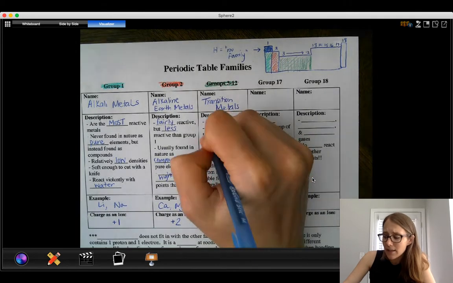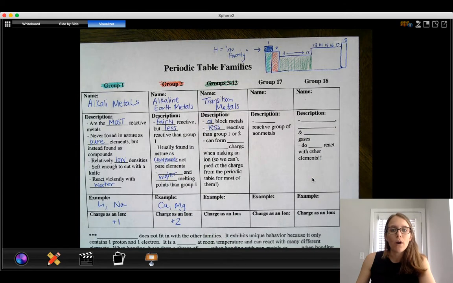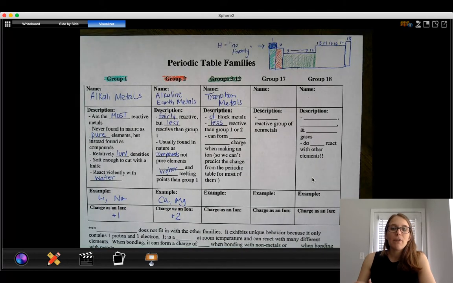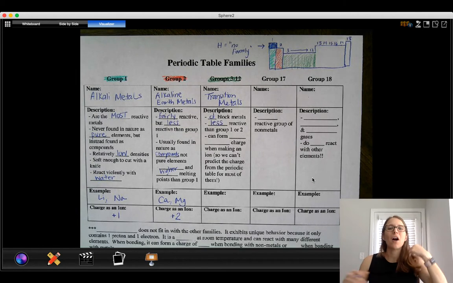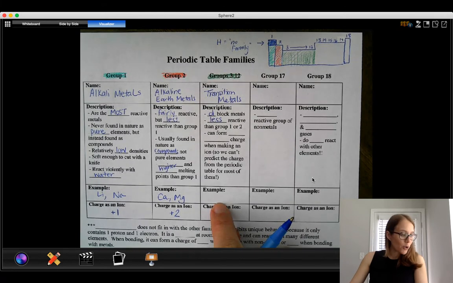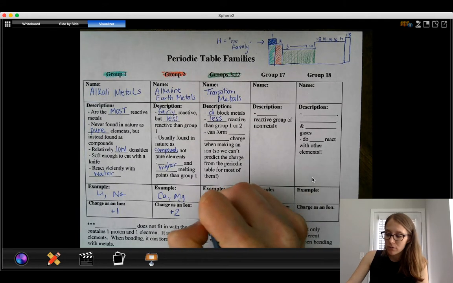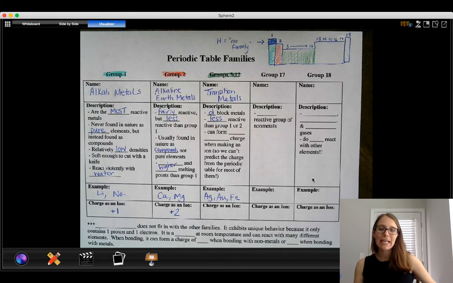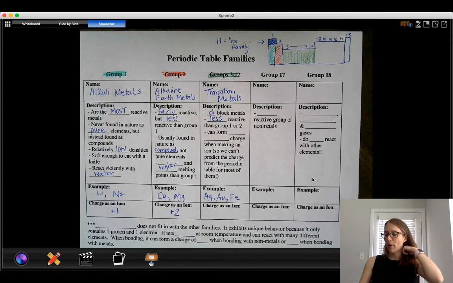They are going to be less reactive than group 1 or group 2. So these metals can still react, but they are going to be left as pure elements instead of forming compounds much more often than group 1 and group 2. Some of the elements in this category that you've heard of would be silver, gold, iron, zinc, titanium. So there's a lot of elements in this section that you've probably heard of.